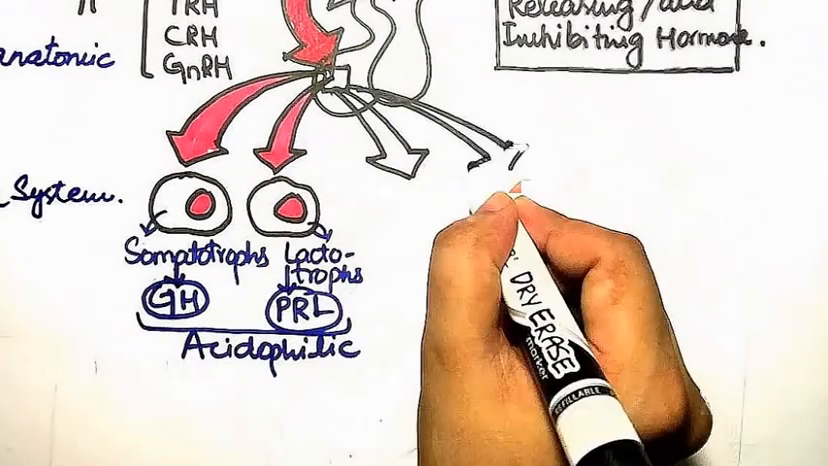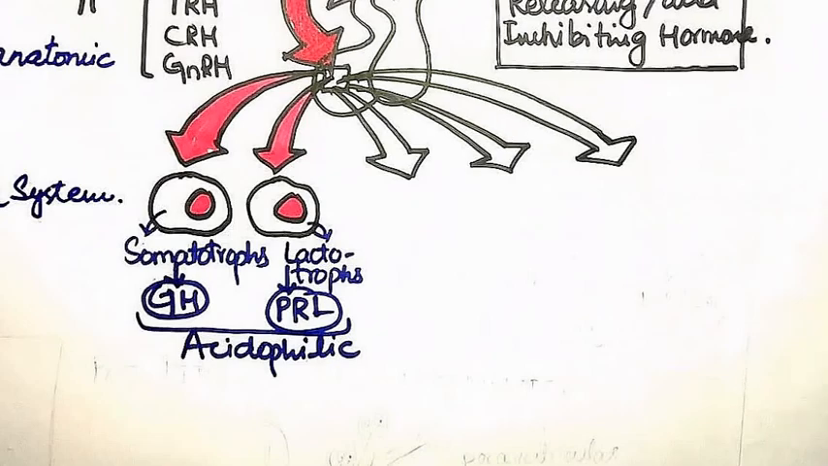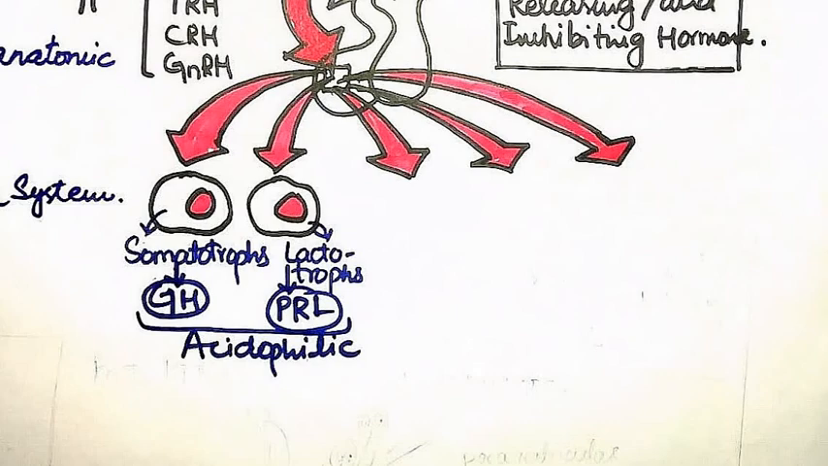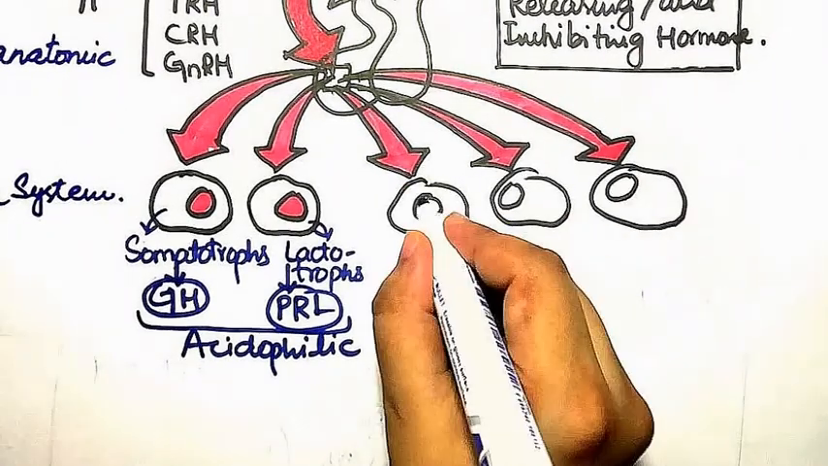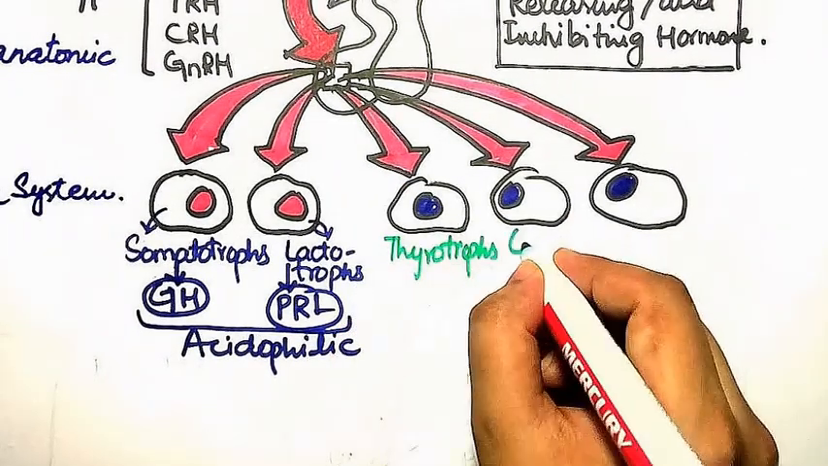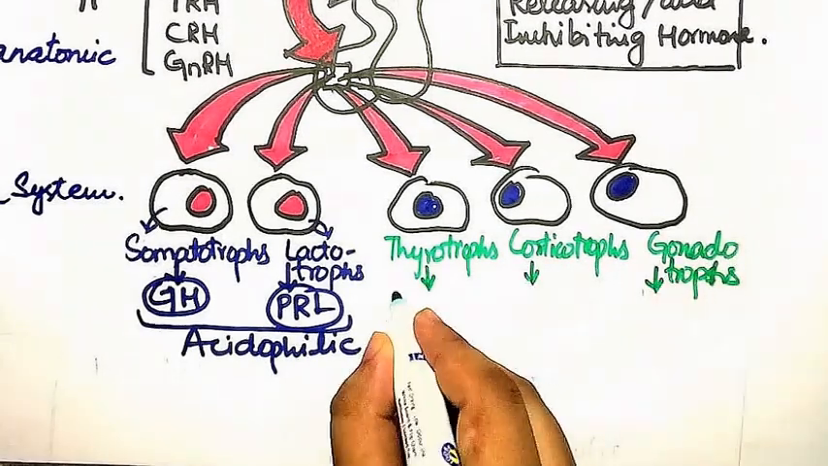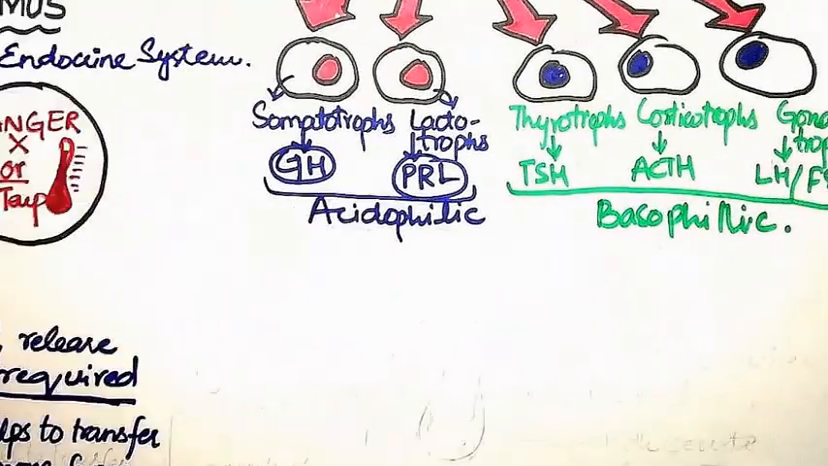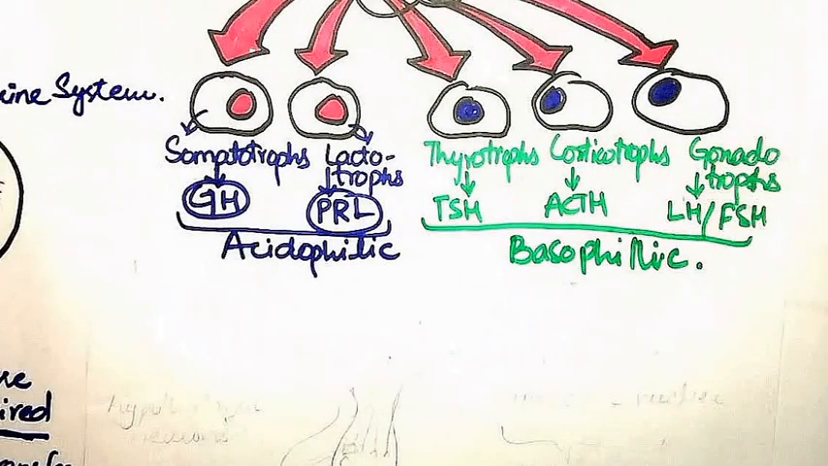Similarly, like somatotrophs and lactotrophs, there are other cells in the adenohypophysis which are activated by the hypothalamic releasing or inhibiting hormones. These cells are the thyrotrophs, the corticotrophs, and the gonadotrophs. Thyrotrophs release TSH, the thyroid stimulating hormone. Corticotrophs release ACTH, which acts upon the adrenal glands. Gonadotrophs release luteinizing and follicle stimulating hormones, which act upon the gonadal system. All of these cells are basophilic in nature, unlike somatotrophs and lactotrophs, which are acidophilic.